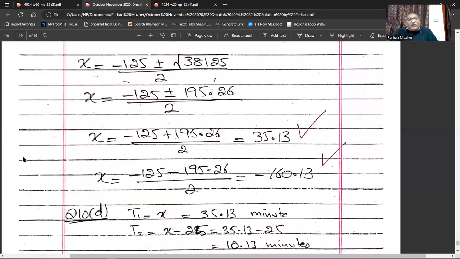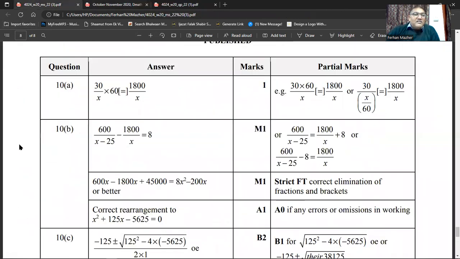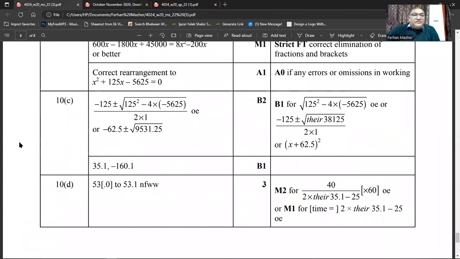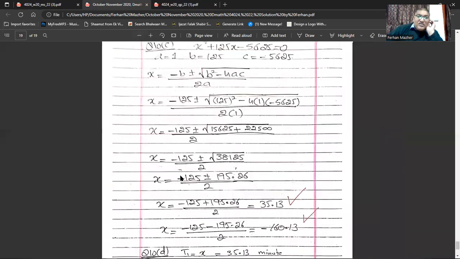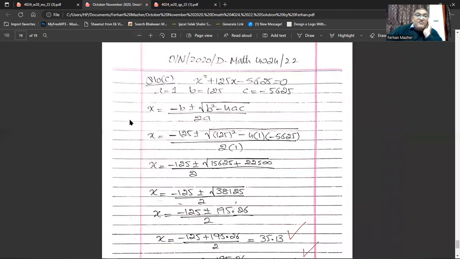One is minus 125 plus 195.26 divided by 2, and that will be 35.13. The other possibility is minus 125 minus 195.26 divided by 2, and that will be minus 160.13. So let's check the answer. 35.1 and minus 160.1. So our answers are right. Let me show you the whole question together. I mean this part.